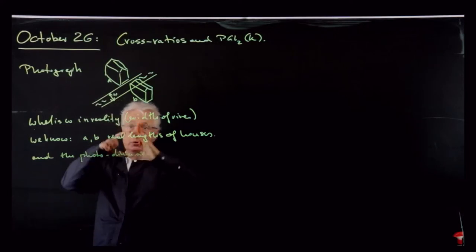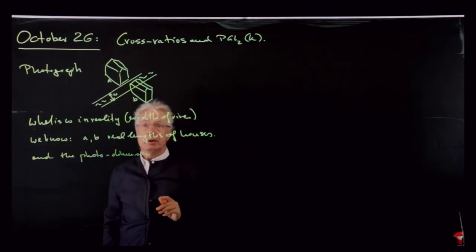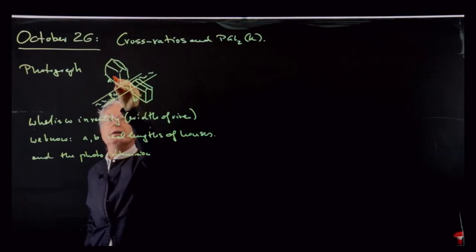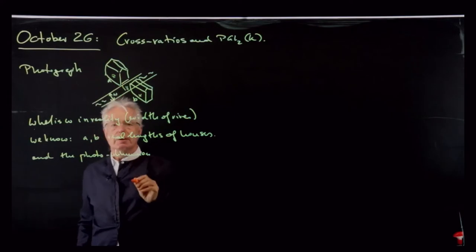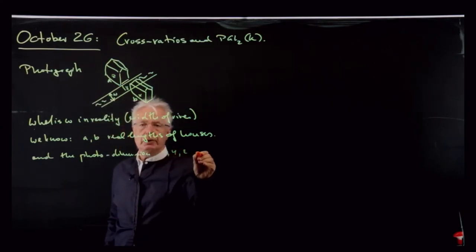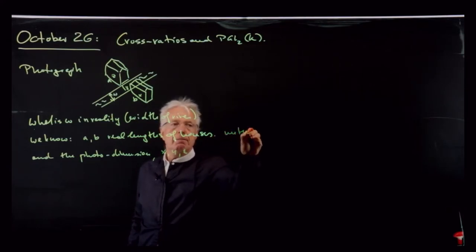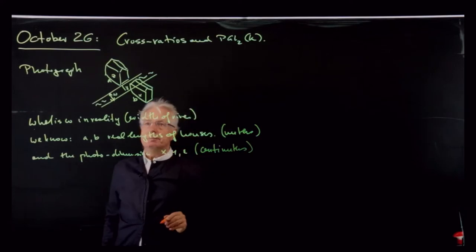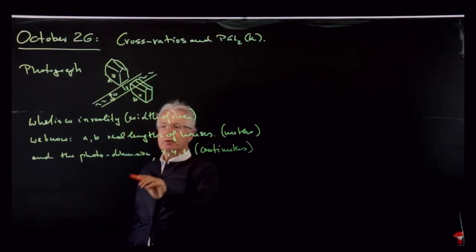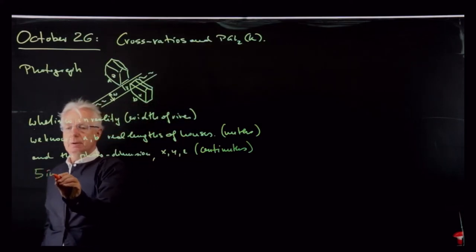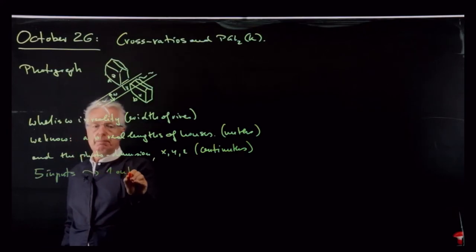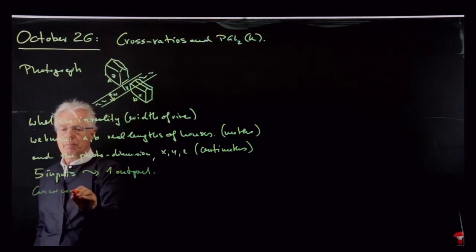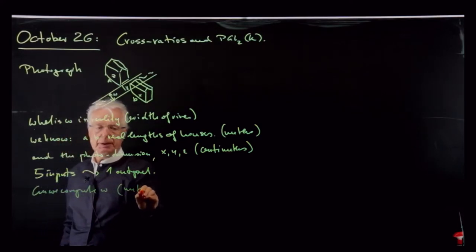The photo is just a rectangle, a piece of paper essentially. So let me call these small x. Now here we have small y and z. So these are x, y, and z, where these are meters, and we have here maybe centimeters. So we have 5 input data and 1 output. And the problem is, can we compute W? This is again in meters.